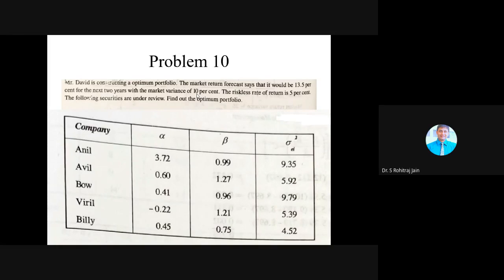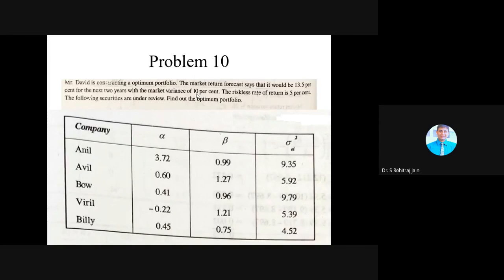Then what they have given, RM, that is 13.5%. The riskless rate of return is how much? 5%, that is RF. Whenever I am saying this, please remember this. So what they have given, RM, 13.5%. Then sigma M square, that is 10%. Then RF, that is the riskless rate of return, RF is equal to 5%. So using all this information, we have to construct first the optimum portfolio.